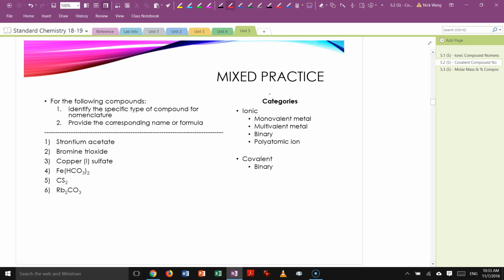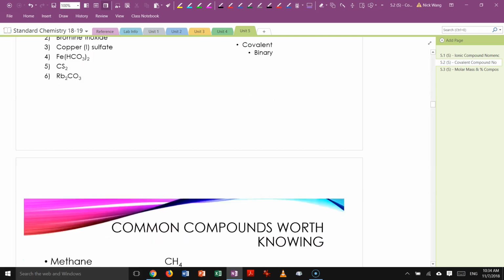On the left side, I want you to identify the specific type of compound. It'd also be helpful to identify the metals, if they're monovalent or multivalent, and then, of course, provide the corresponding name or formula as you would be asked to do. I cannot stress enough how important it is that you take the time to identify the type of compound and the features that are important to address, and then attempt. So don't try attempting without thinking about the type of compound it is.